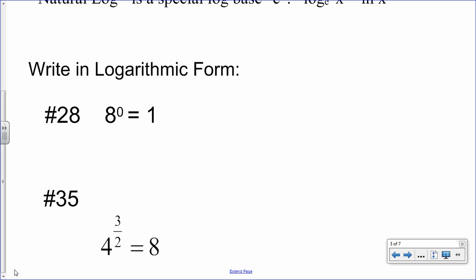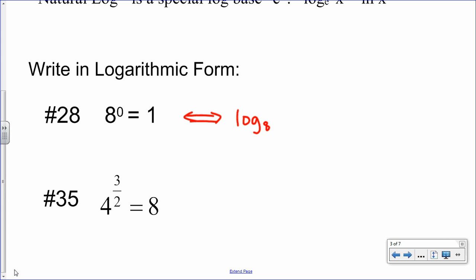And let's write in logarithmic form. So now I'm going to take exponent form and I want to write it in log form. The base is 8, so that means it's log base 8. The answer to a log was the exponent, so I know it equals 0, 1 goes here. Log base 8 of 1 equals 0. Okay, do the next one.